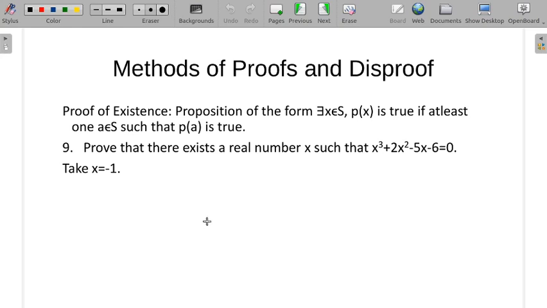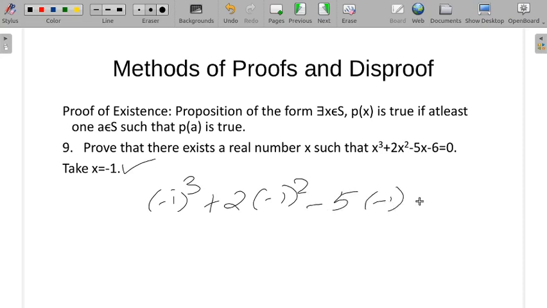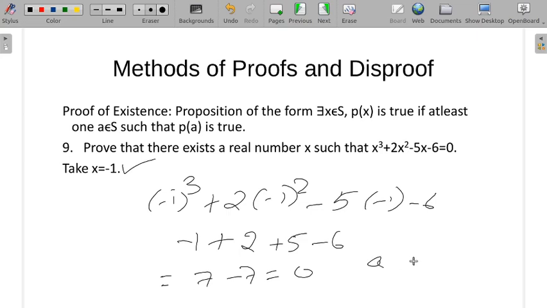Prove that there exists a real number x such that x cube plus 2x square minus 5x minus 6 equals 0. If we take x equal to minus 1, what will happen? That equals plus 7 minus 7, which equals 0. So we have picked at least one such number, that is x equal to minus 1.